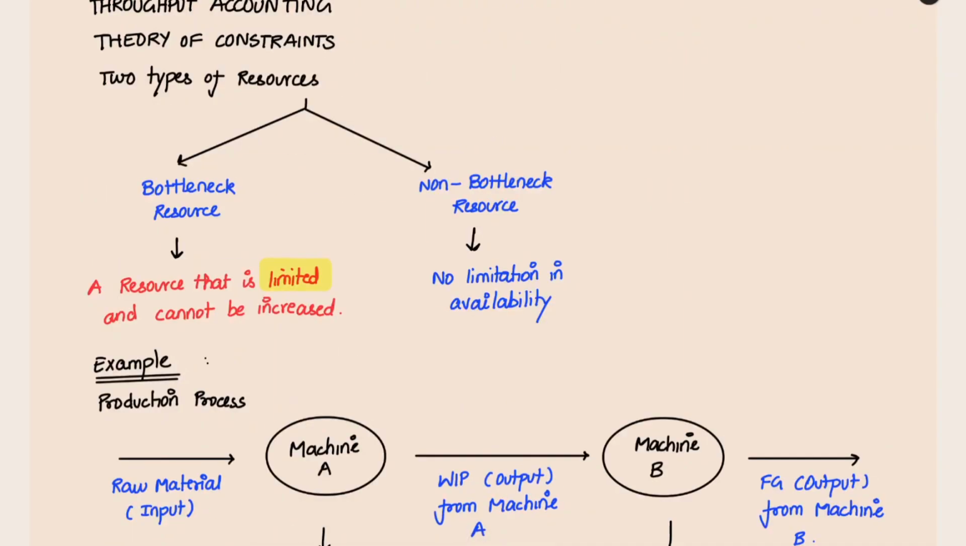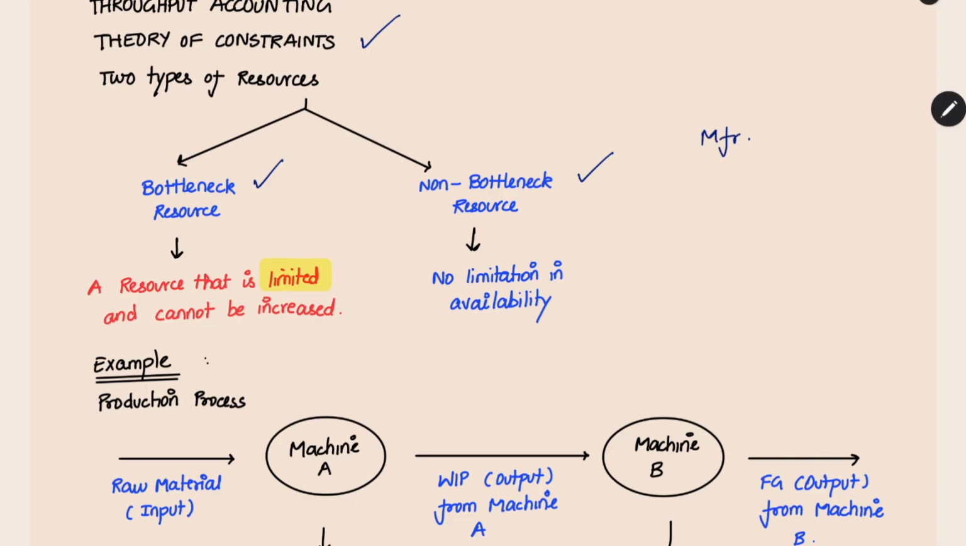Now we are going to see the topic of throughput accounting. In that, first we have to see two things, theory of constraints and then the throughput accounting formula. First, we are going to see what is theory of constraints. According to the theory of constraints, there are two types of resources in a company. First one is bottleneck resource. Second one is a non-bottleneck resource. Both of them are used in manufacturing of products.